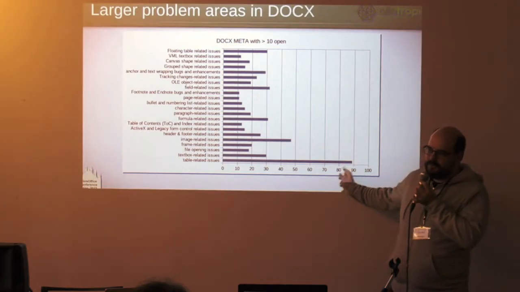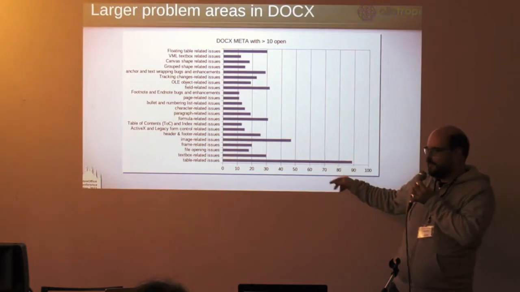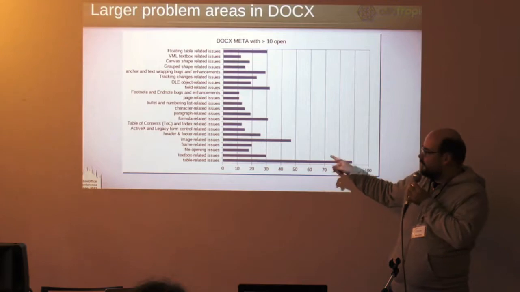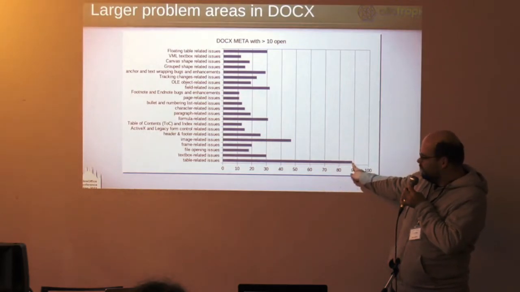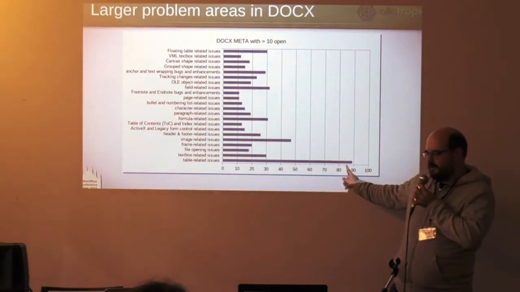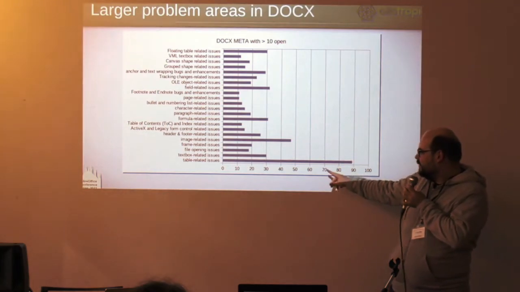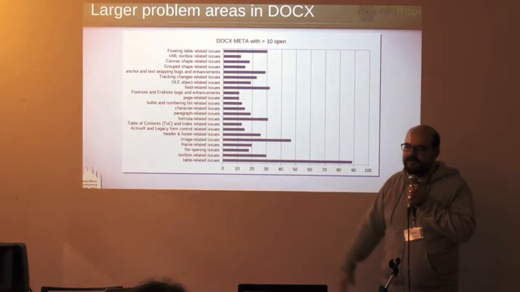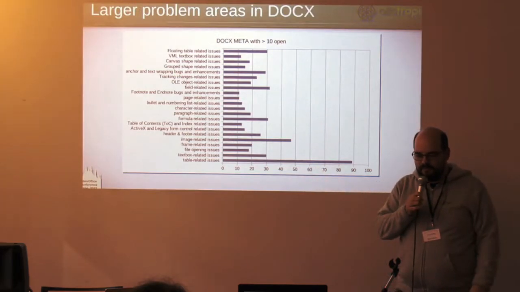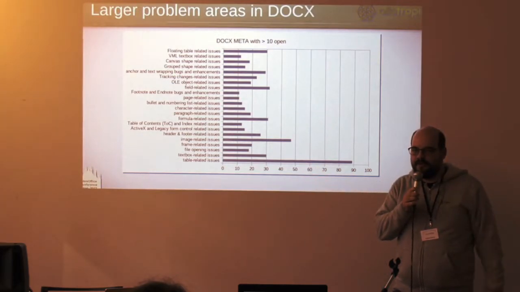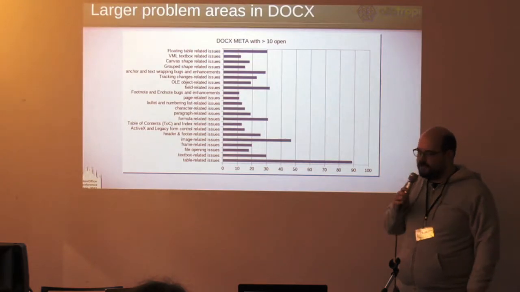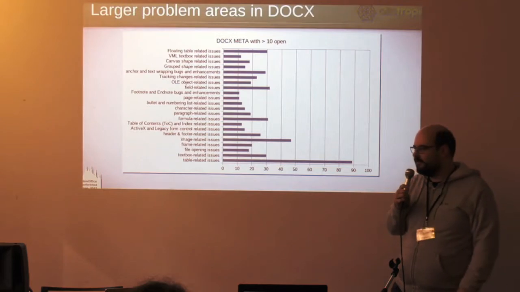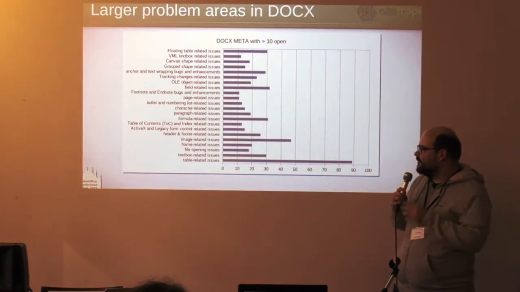And the table issues also contain this, but even if you subtract the 30 from this very long bar, you are still around 60. It's still terrible. There is no silver bullet here. We just need to fix every single reported issue.